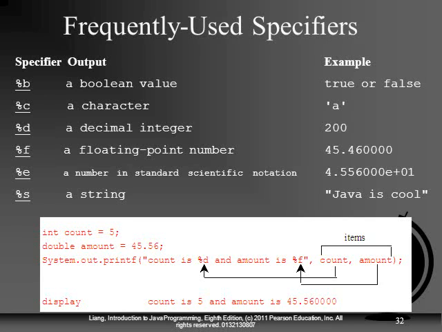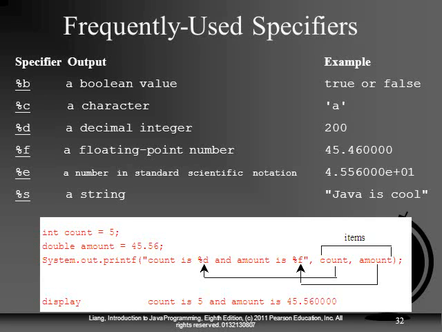So if we look at the code that follows our specifier chart here, we see that we have System.out.printf, and then we have the format, which is enclosed in quotes. And as we read this, we say we're going to print "count is %d", so we're going to print a decimal integer. And then we're going to print the words "and amount is %f", and so we're going to print a float or a decimal amount. And then we look at the items that we are printing, count and amount.